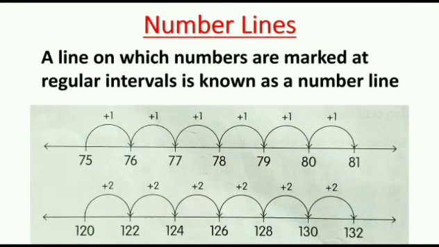Now, number lines. A line on which numbers are marked at regular intervals is known as a number line. In the picture you can see a line and numbers given 75, 76, 77, and the interval between 75 and 76 is of one number. It means when you add 1 to 75 you will get 76, you add 1 to 76 you will get 77, and like this you will get till 81.